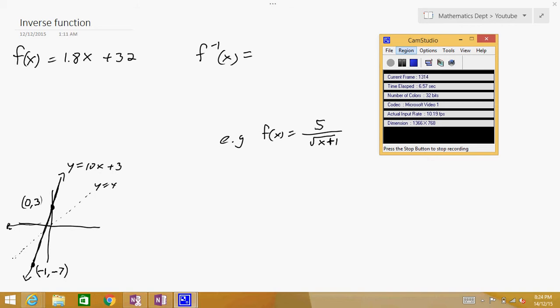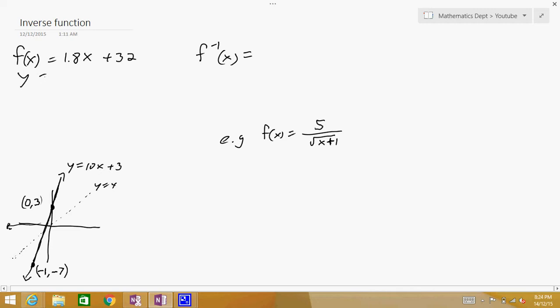We have got the function f of x equals 1.8x plus 32. In order to find the inverse, we're going to change it to y is equal to 1.8x plus 32. Now to find the inverse, all your y's change to x's and all your x's change to y's. So that's your first step.